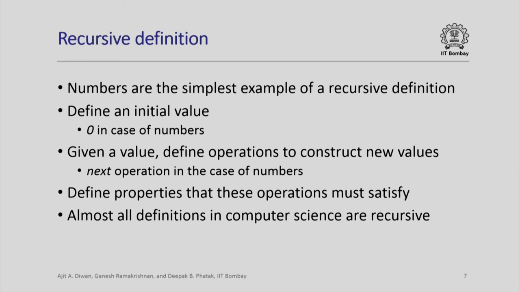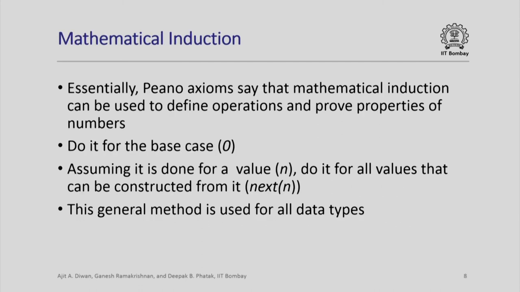You will have some initial values given, and you will have some operations which will generate more values of this kind. And almost all examples of data types that you see in computer science will be defined recursively in this fashion. We may also specify that these operations must satisfy certain properties, that they are not arbitrary operations. And an idea closely related to that of recursive definition is mathematical induction. So these Peano axioms or recursive definitions just say that you can use mathematical induction to define operations and prove properties of numbers or any other recursively defined data type.